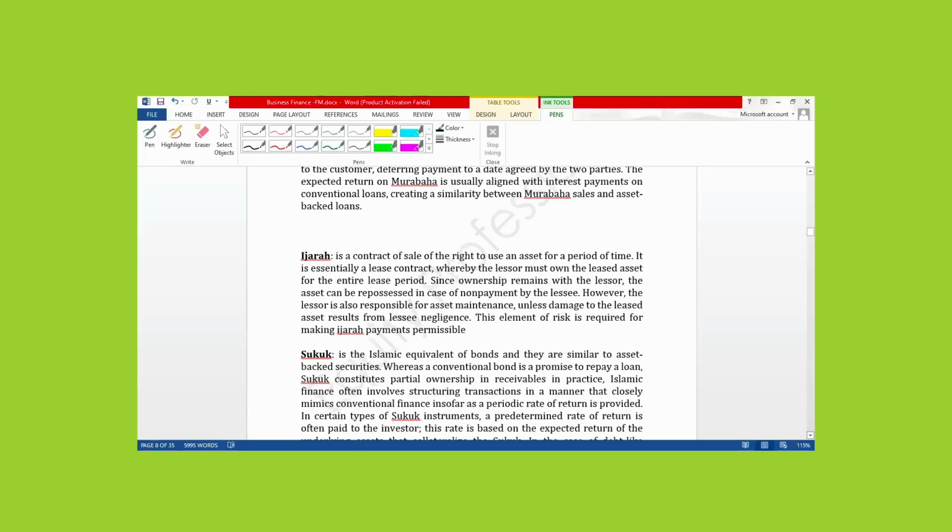That is the main difference between Islamic bond, Sukuk bond, and conventional bond. In a conventional bond, the principal amount is repaid.